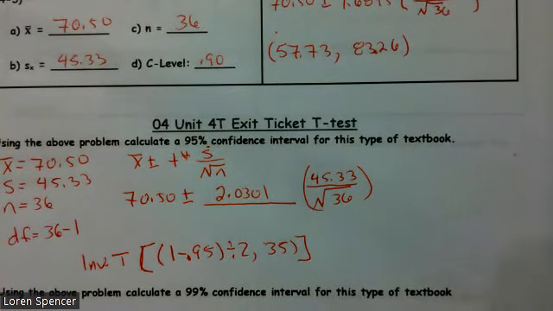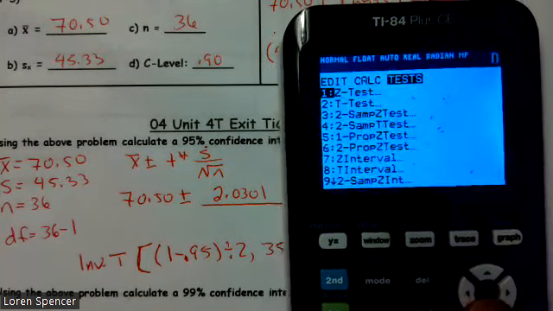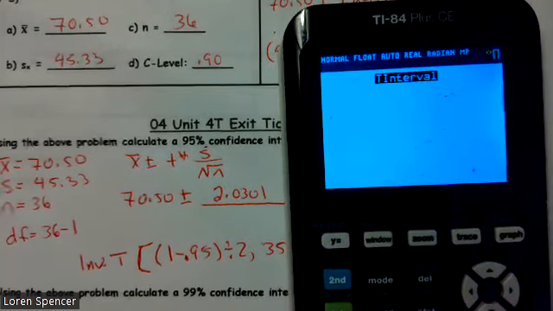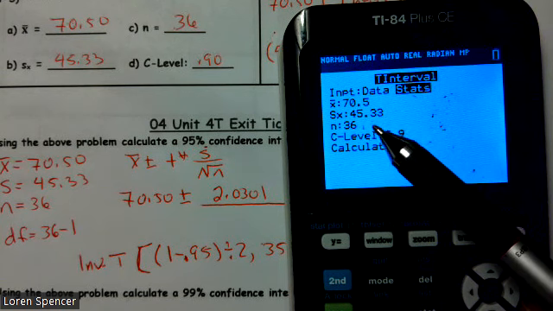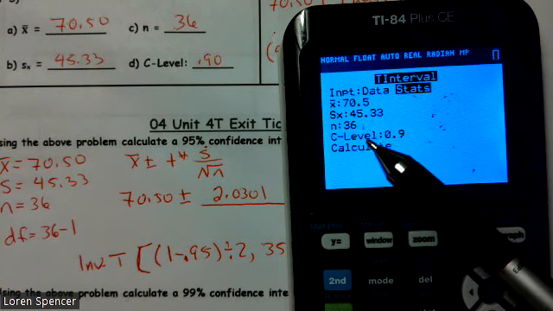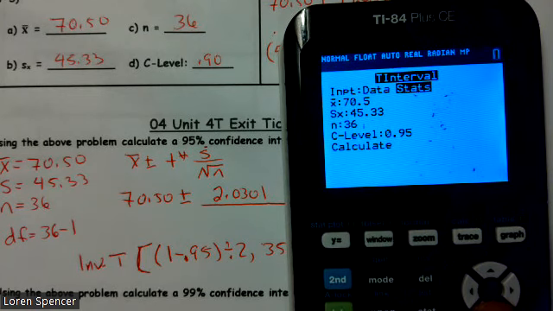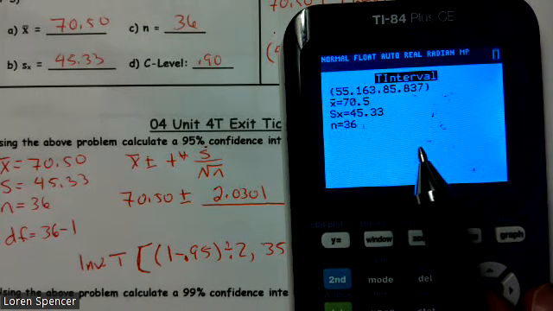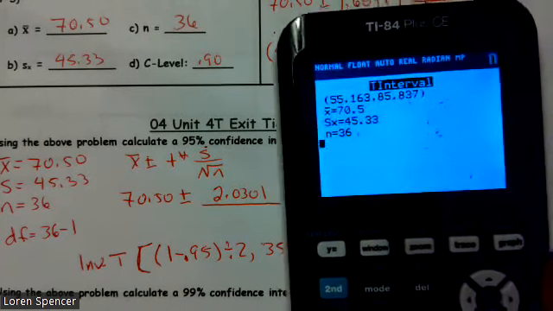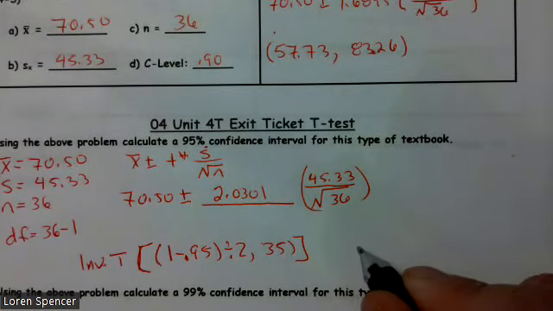The next thing we need to do is calculate our interval. We don't have to multiply and divide all that out. We can calculate our interval by going to stat, test, number 8, which is our t interval. Stats needs to be highlighted. There's my sample mean of 70.5, the sample standard deviation of 45.33, and sample size of 36. I need to change the confidence level to 0.95. I press calculate, and I find an interval of 55.16 to 85.83.